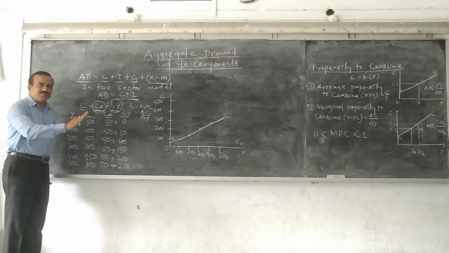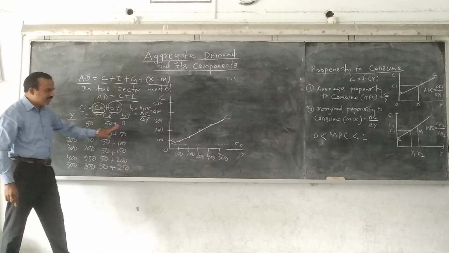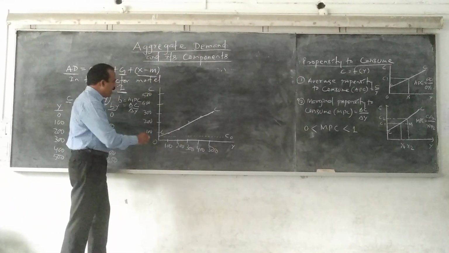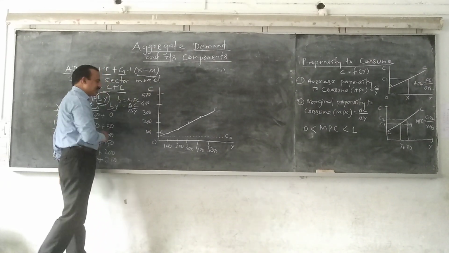This can be graphically presented also. Here you see income is taken on the x-axis and consumption is taken on the y-axis.